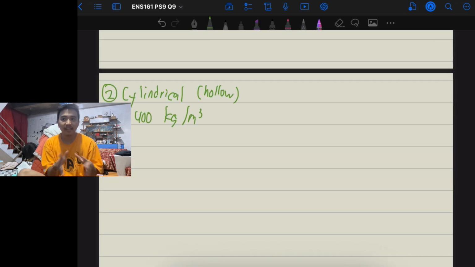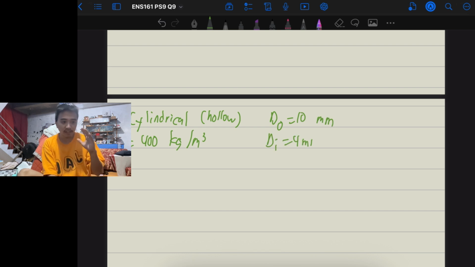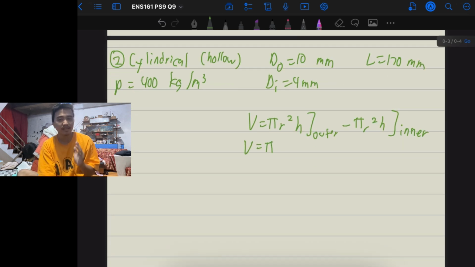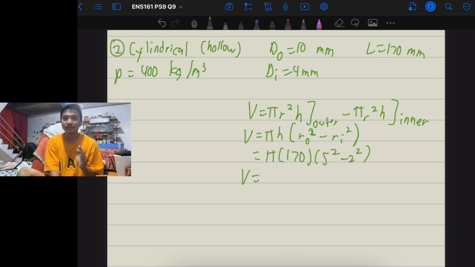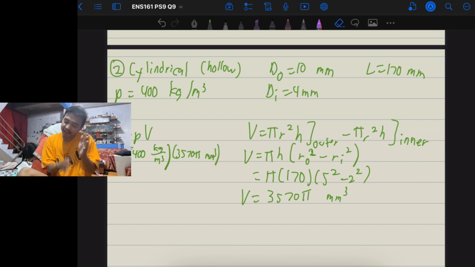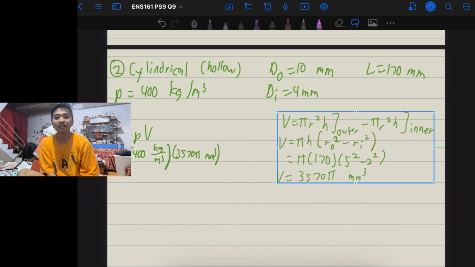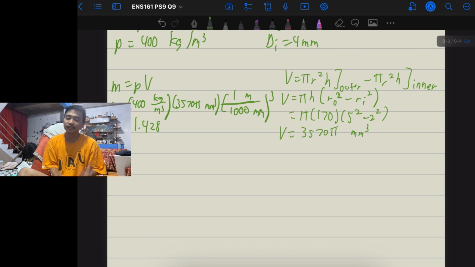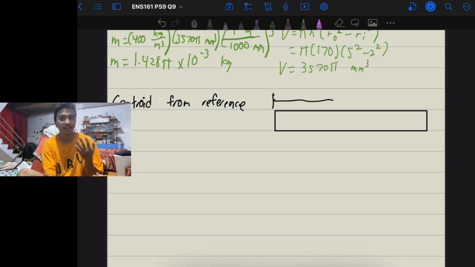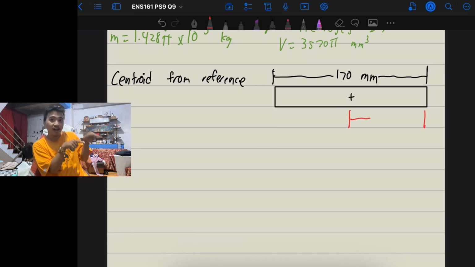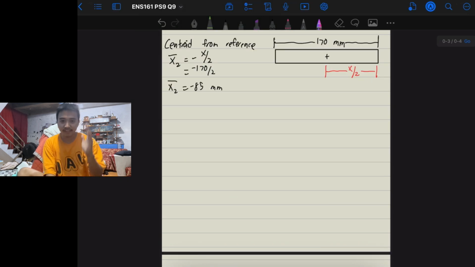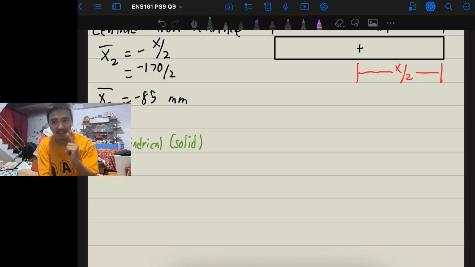Next, we will solve for the cylindrical hollow one, the body. The outer distance is 10 millimeter and the inner distance is 4 millimeter. Its length is of course 170 millimeter. Take note that since it's lying on the left side of the reference line, it's negative. So we are solving for the mass calculation. We have the mass of 1.428 pi times 10 raised to negative 3 kilograms. As you can see in my solution, the centroid is x over 2, but take note, it lies on the left side of the reference line.